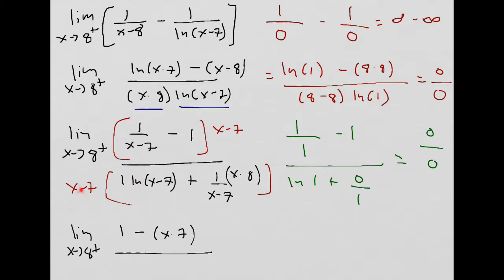Here we get x minus 7 times ln of x minus 7 times x minus 7. I guess I should write that x minus 7 in the front. And then notice what happens here, right? If we multiply this times x minus 7, that x minus 7 here on the bottom cancels out. That just leaves us with x minus 8.